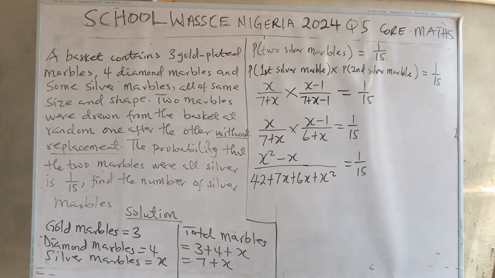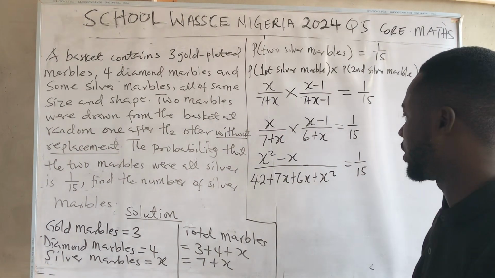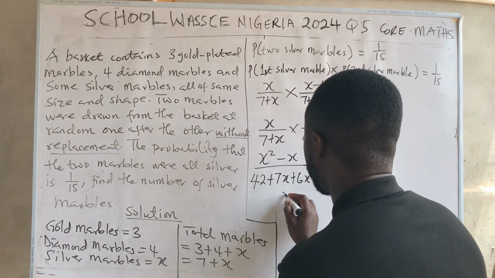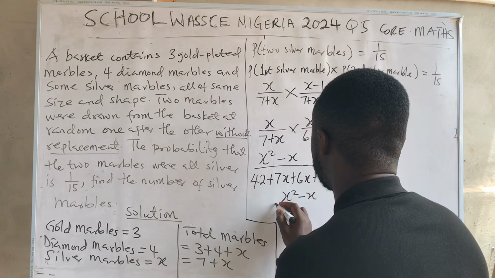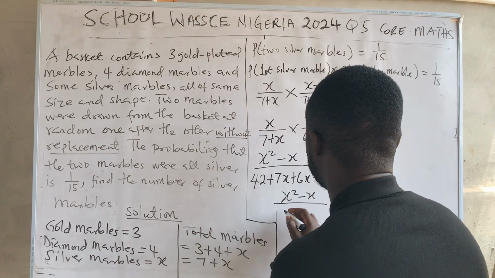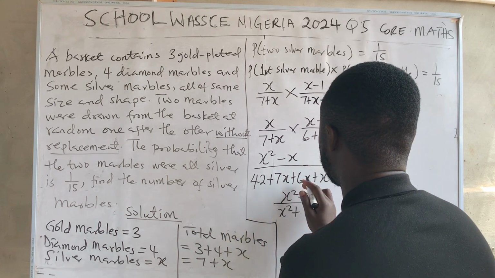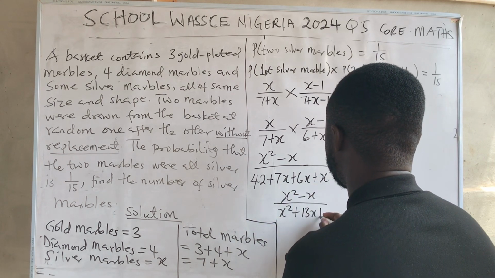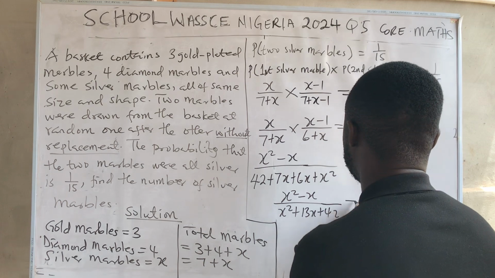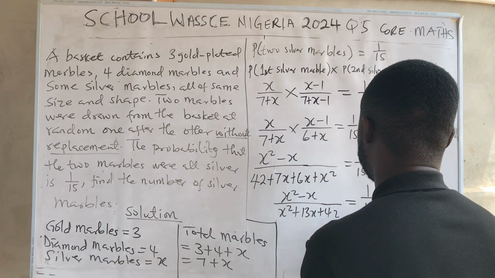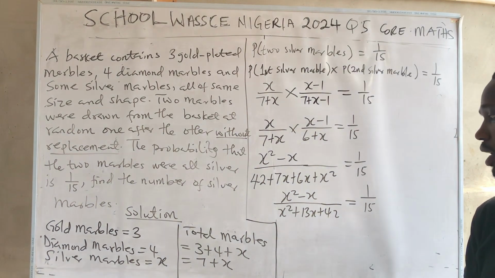Alright, so let's try and simplify the denominator. Now X squared minus X to be equal to, let's bring the X squared, X squared plus 7X plus 6X gives us 13X plus 42, to be equal to 1 over 15. So this is what we have.